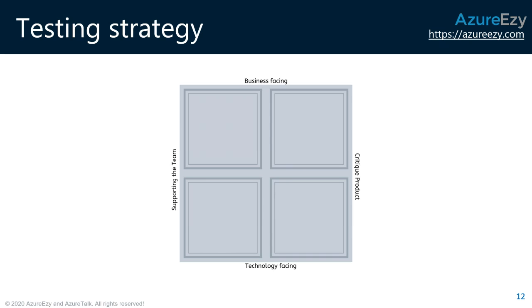Now, in these 4 quadrants, on each edge, we have labels: technology facing, supporting the team, critique the product, and business facing. So based on the facing side, they can be either technology facing or business facing.